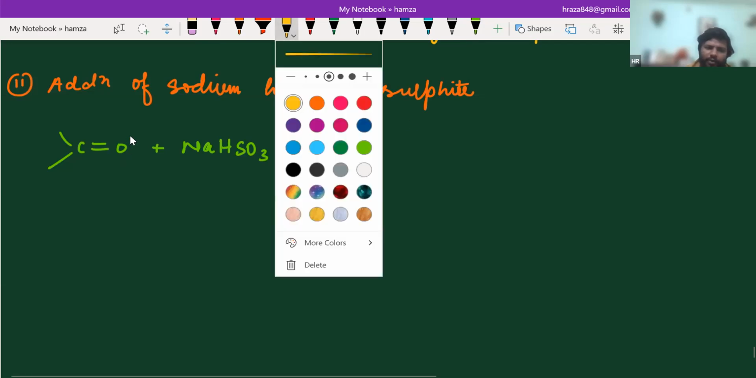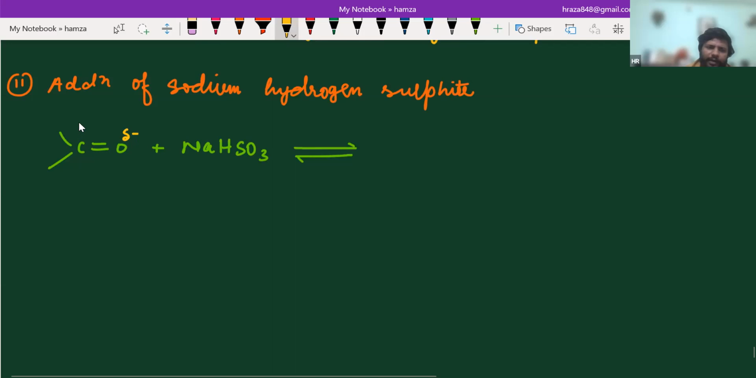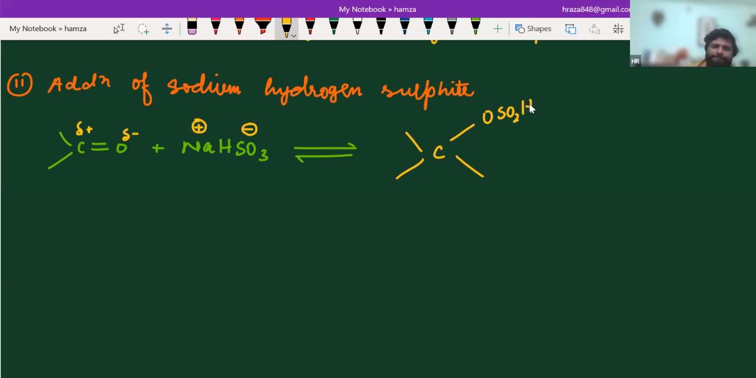As you know, this will have a delta negative sign and this a delta positive sign. So it will be C-O negative, and then there will be like this. Now be careful: this will have a positively charged metal and this a negative charge. So the negative charge goes with this part C. Can I write O negative was there, so SO2H, and this will be your ONa.